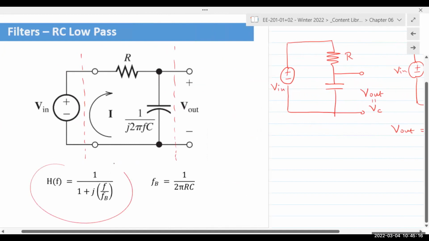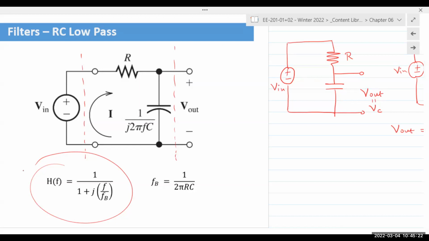And it turns out it has a standard form. H of F is 1 over 1 plus J F over FB. J, because again, it's a complex quantity. This expression is the same for all first order low pass filters, whether they are made out of RC or RL. In the next few slides, we will look at RL filters. RL filters also have the exact same expression for low pass.